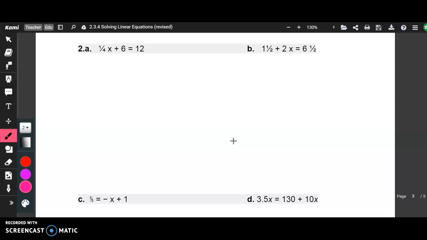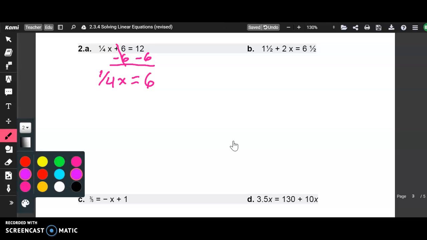But what we're going to do first is we need to get rid of this 6. So I'm going to subtract 6 from both sides. So we get 1/4 x. 6 minus 6 is 0, so I can cancel that out. And then 12 minus 6 is 6. So here's where it gets a little tricky. 1/4 x equals 6. We need to figure out what we can do to get rid of 1/4.